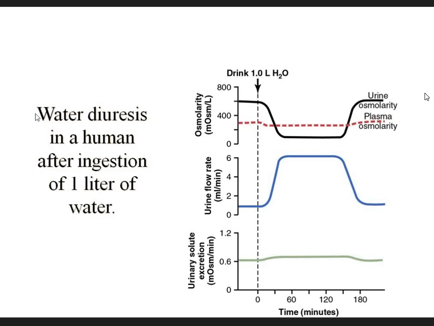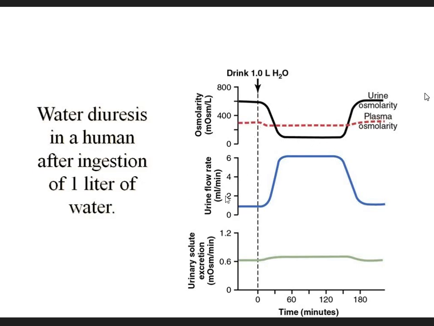Here in this graph, you can see water diuresis in a human after ingestion of 1 liter of water. The dotted line tells the point where a person drank 1 liter of water. If a person drinks 1 liter of water, what will happen to osmolarity? The plasma osmolarity will dip, right? It will fall to a great extent.